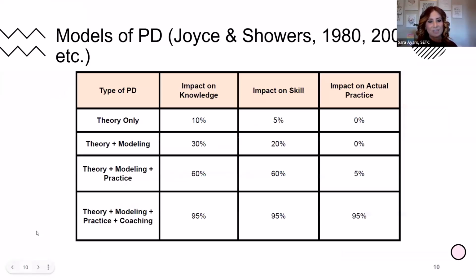So this, we don't have to spend a lot of time on this, but this is some research that shows that if you're doing a sit and get type of training where you're leading what can be called theory-only trainings, that really the impact on learners' knowledge, so in this case, other adults and educators you work with, is only about 10%.